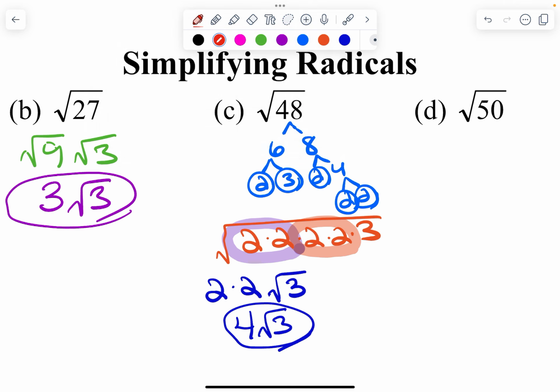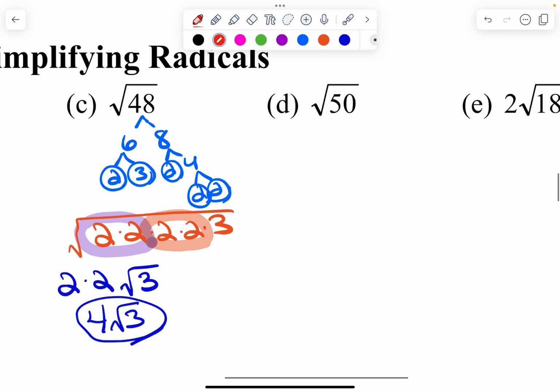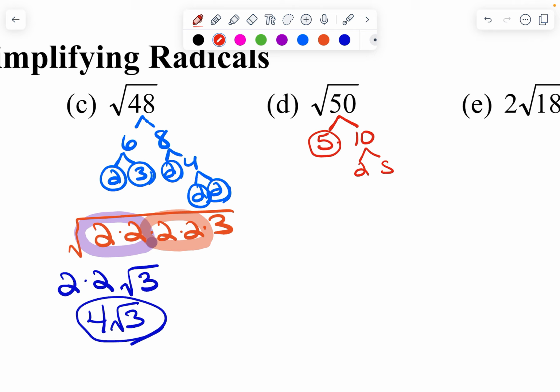All right. Let's say I do the same kind of thing for a 50. I'm going to look to do a factor tree. And let's say I use 5 times 10. Well, 5 is a prime number. 10 would be 2 and 5. So 2's a prime number, 5's a prime number.